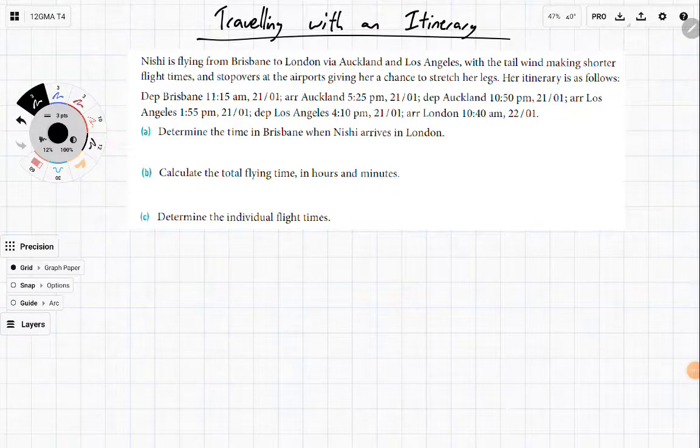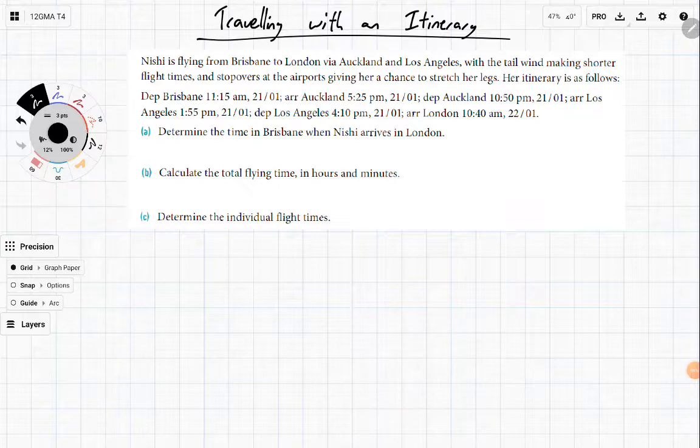Depart Brisbane at 11:15 a.m. on the 21st of January, arrive in Auckland at 5:25 p.m. on the 21st, then depart Auckland at 10:50 p.m. on the 21st. Arrive in Los Angeles at 1:55 p.m. on the 21st. Depart Los Angeles at 4:10 p.m. on the 21st. And then arrive in London at 10:40 a.m., 22nd of January. Determine the time in Brisbane when Nishi arrives in London.